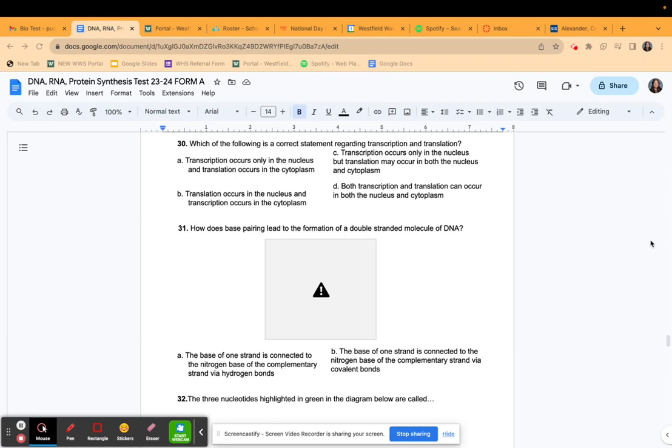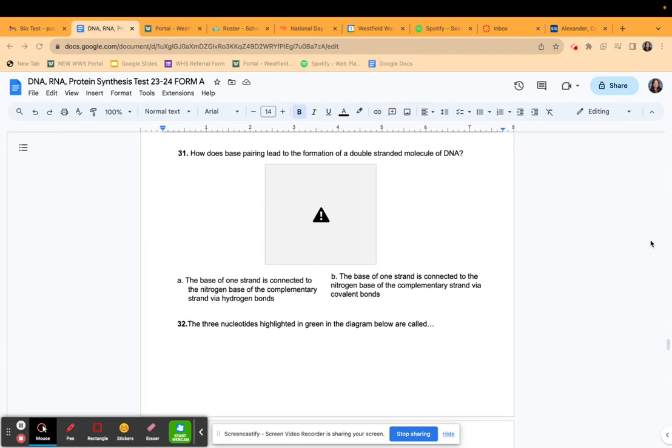30. Which of the following is a correct statement regarding transcription and translation? A, transcription occurs only in the nucleus and translation occurs in the cytoplasm. B, translation occurs in the nucleus and transcription occurs in the cytoplasm. C, transcription occurs only in the nucleus, but translation may occur in both the nucleus and cytoplasm. Or D, both transcription and translation can occur in both the nucleus and the cytoplasm.